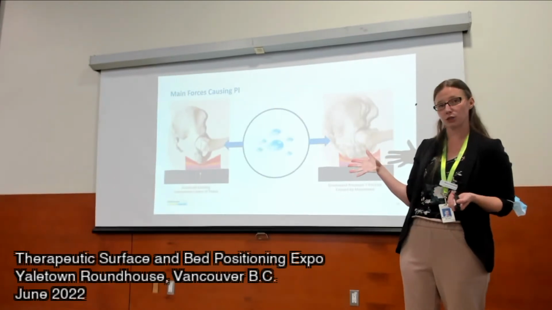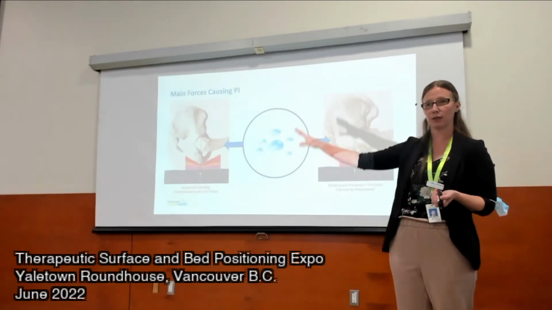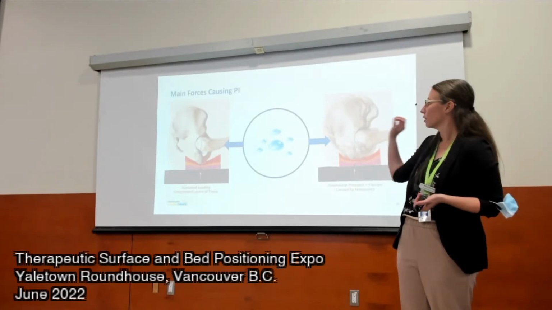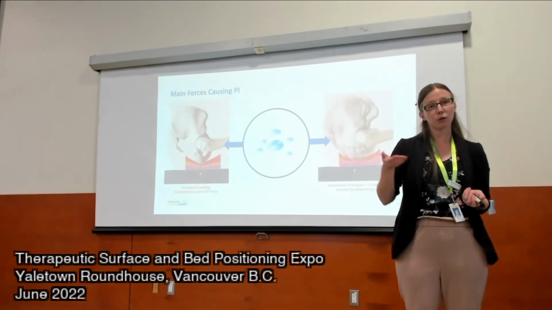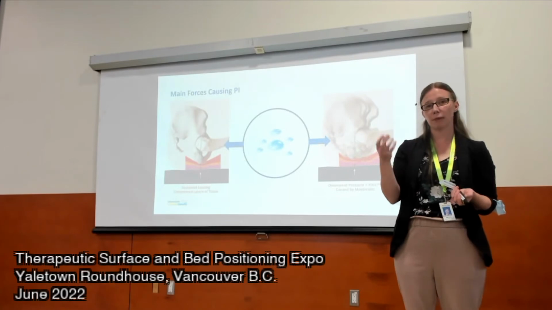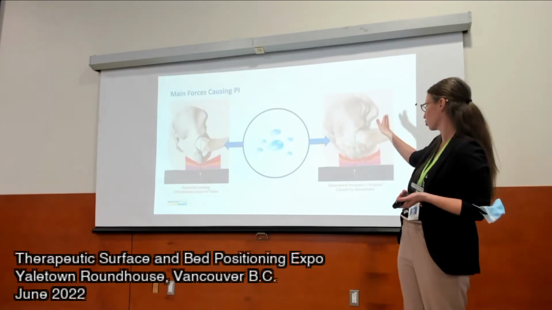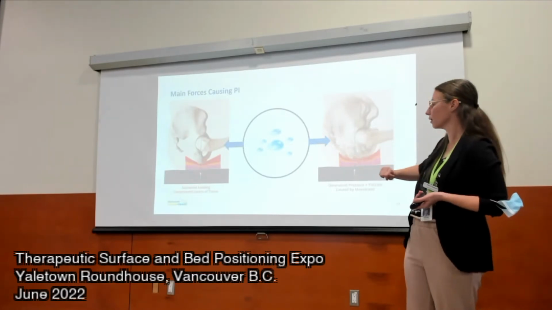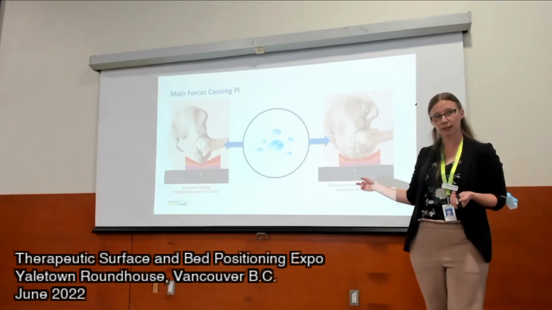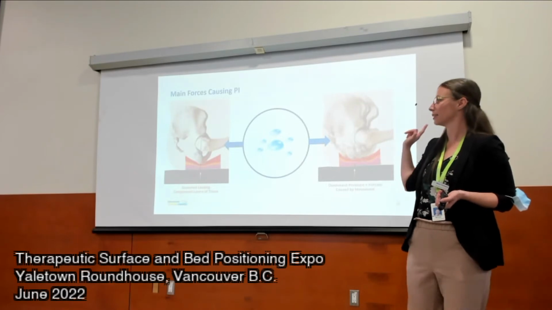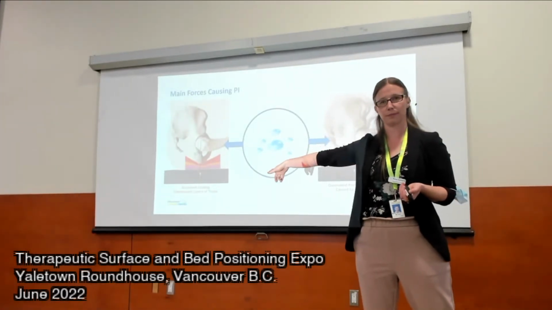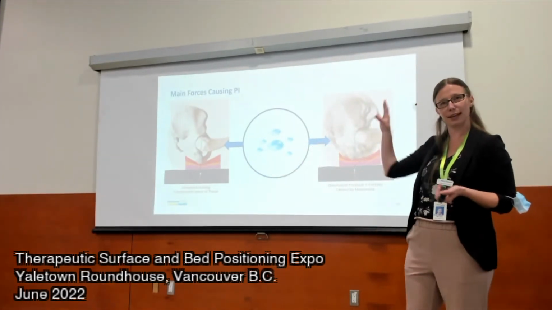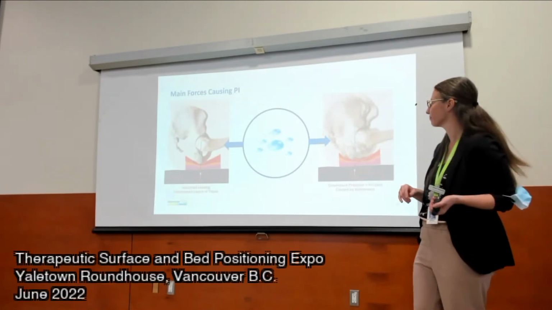And then we have moisture, and moisture will make everything worse. So affecting the outer layer of skin will make the susceptibility to shearing and pressure worse. The other thing is shearing will double the impact of pressure. So they all play together and make each other worse.